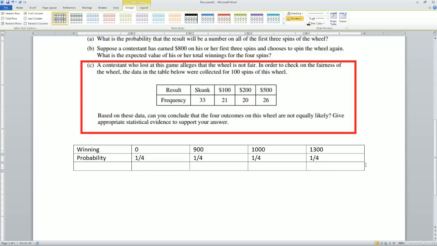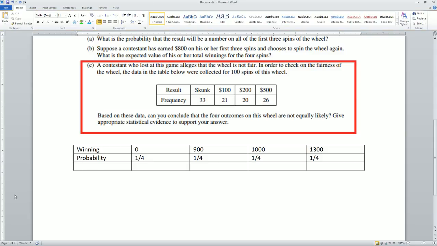So just tell me what you got. I got 800. Yep. Okay, good. Did you do the expected winning is equal to your initial amount plus the expected winning on the fourth spin? 800 plus 0, right?